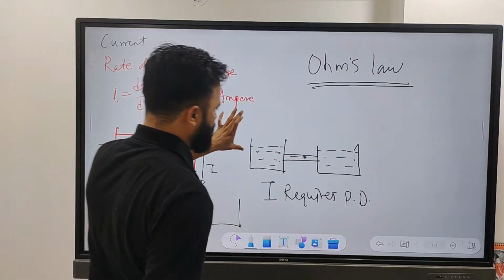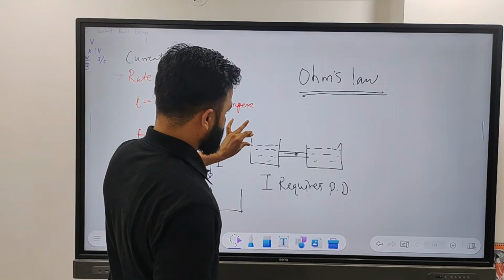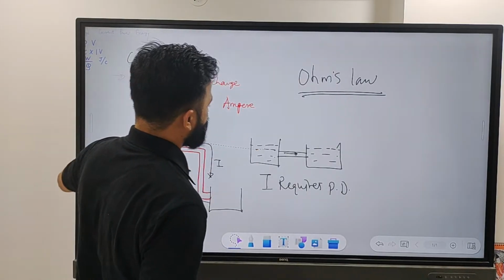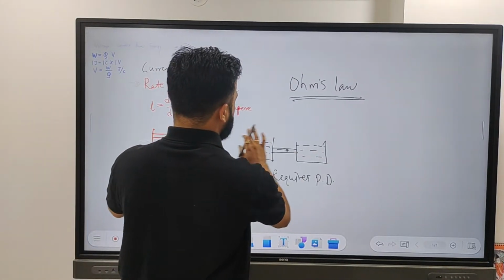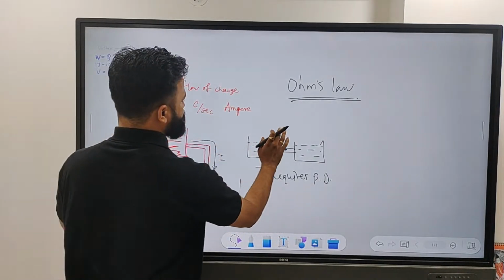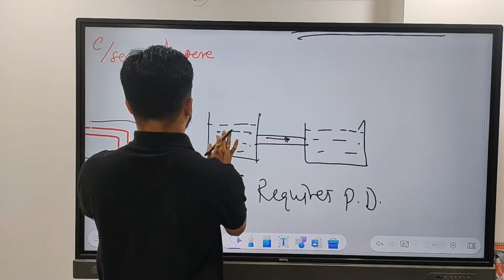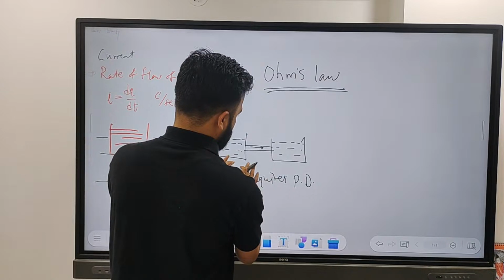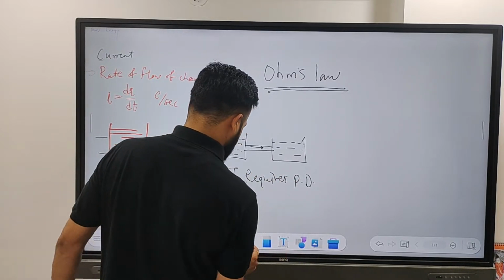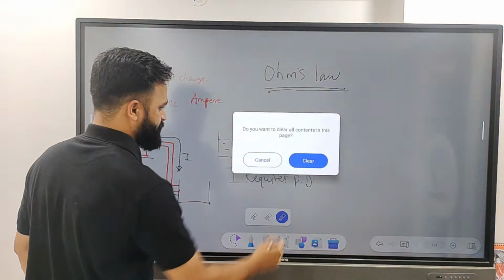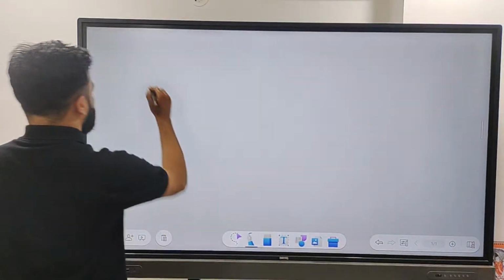One of the basic and fundamental laws of electrical engineering is Ohm's law. So, Ohm's law can be very simply understood just by taking into consideration... oh my god, this is too big, let me erase it. Let me erase all this. Okay, and let's start with Ohm's law.